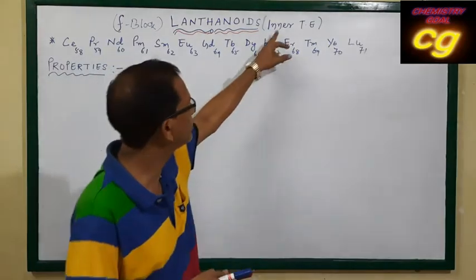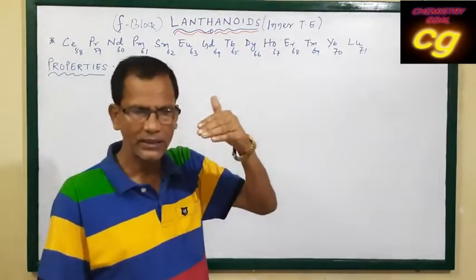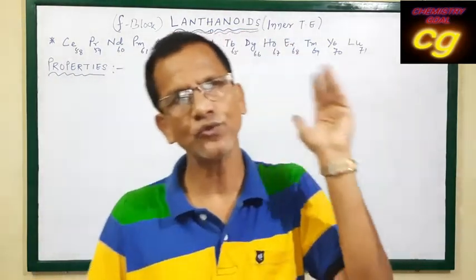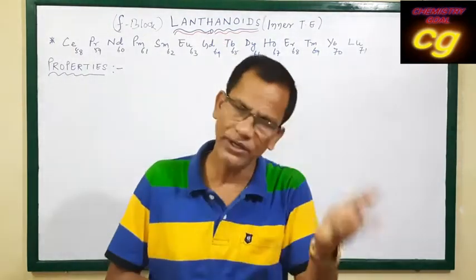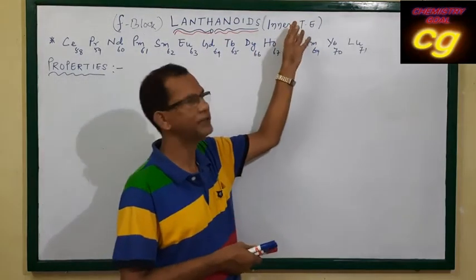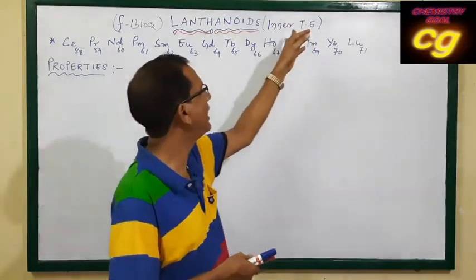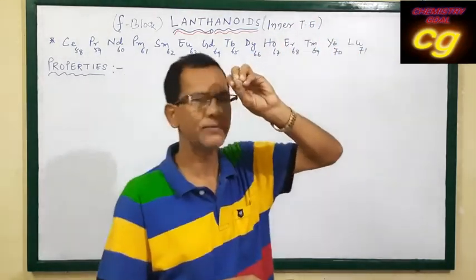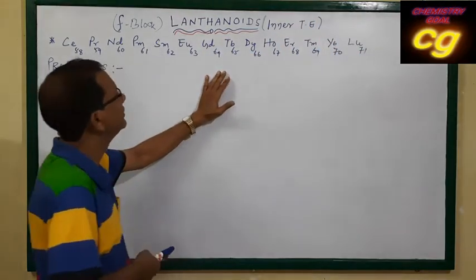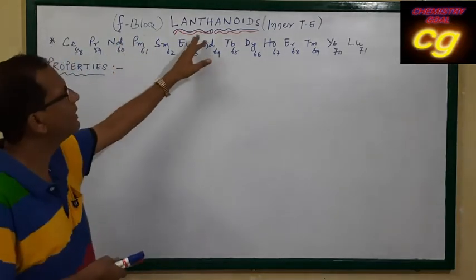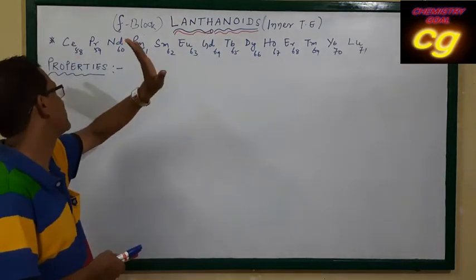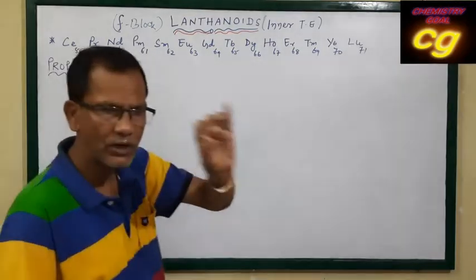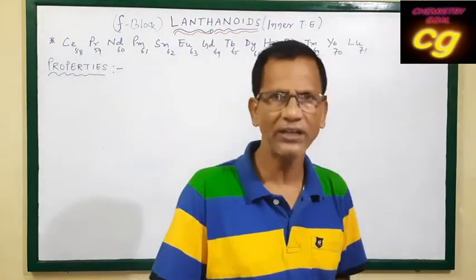Why are they inner transition elements? Because their inner shells n-2f and n-1d are incomplete. The n-2f and n-1d subshells are incomplete. That's why these are called lanthanoid elements. And what are the 14 elements of lanthanoids?